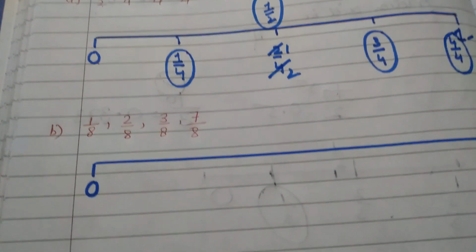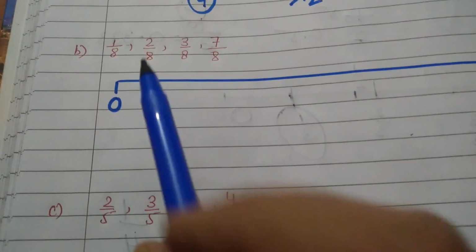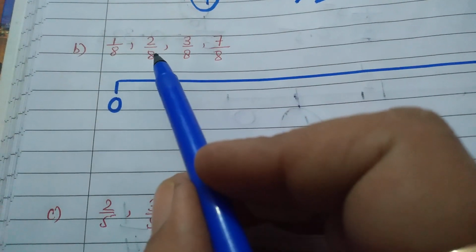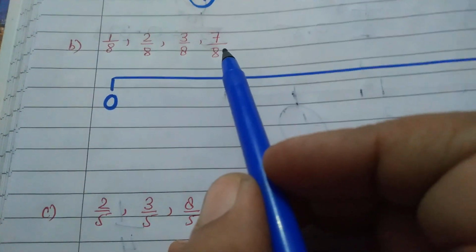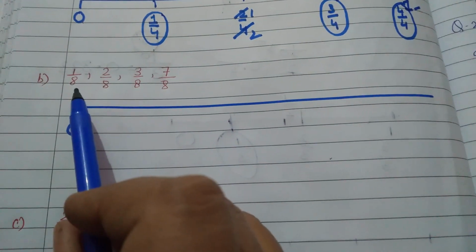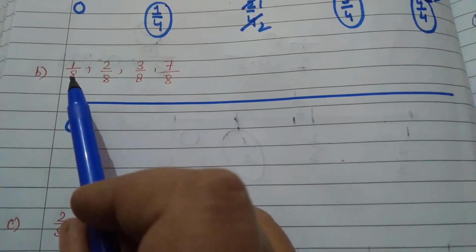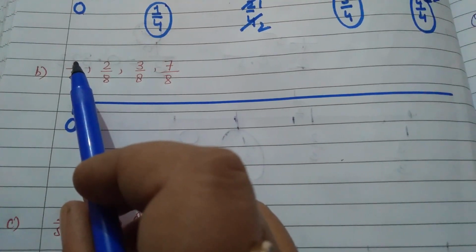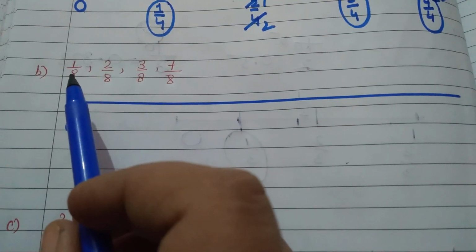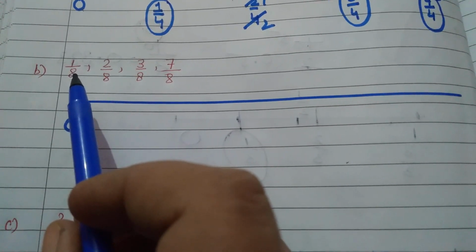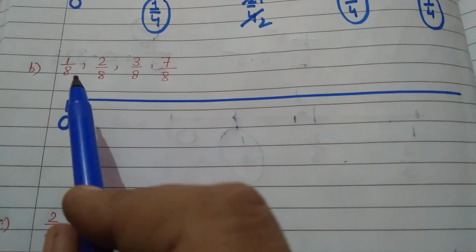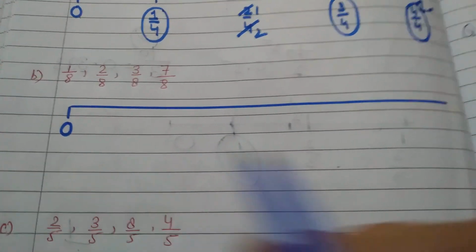Okay, coming to the next one, option B: 1 by 8, 2 by 8, 3 by 8, 7 by 8. In this question you can see that all the numbers have denominator 8, and if we divide 1 by this 8, we will get an answer less than 1. It means that all of them lie between 0 and 1.